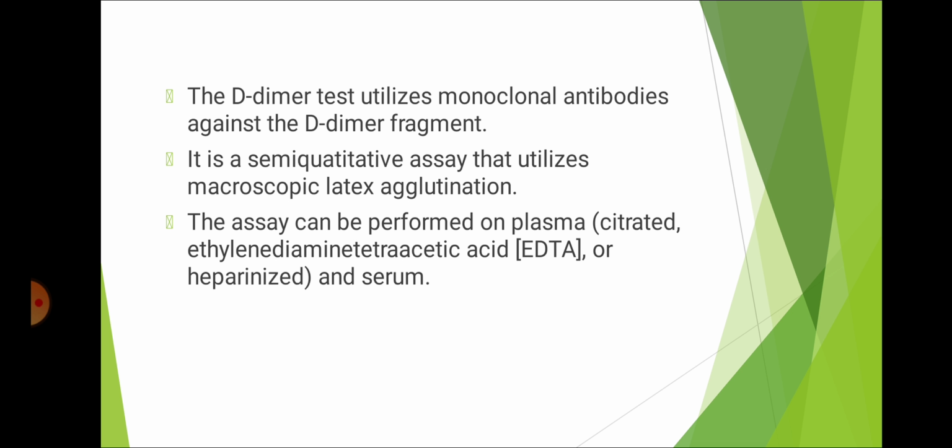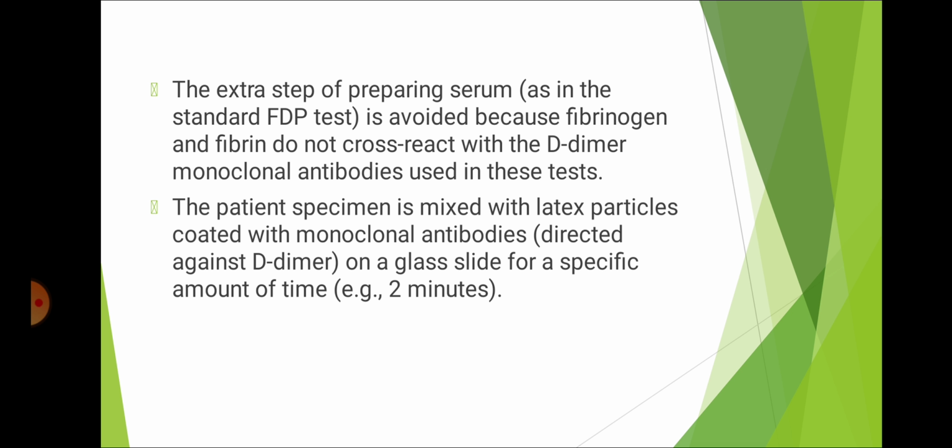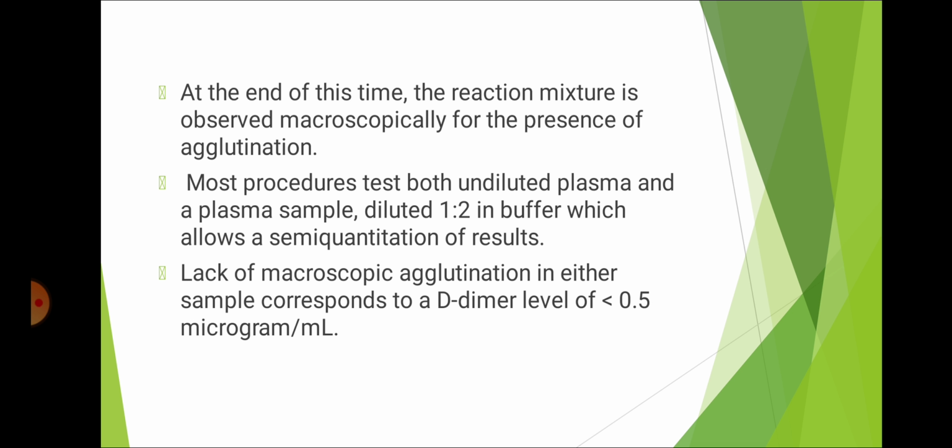The assay can be performed on plasma, citrated, EDTA or heparinized, and serum. The extra step of preparing serum as in a standard FDP test is avoided because fibrinogen and fibrin do not cross-react with the D-dimer monoclonal antibodies used in these tests. The patient specimen is mixed with latex particles coated with monoclonal antibodies directed against D-dimer on a glass slide for a specific amount of time, that is 2 minutes. At the end of this time, the reaction mixture is observed macroscopically for the presence of agglutination.